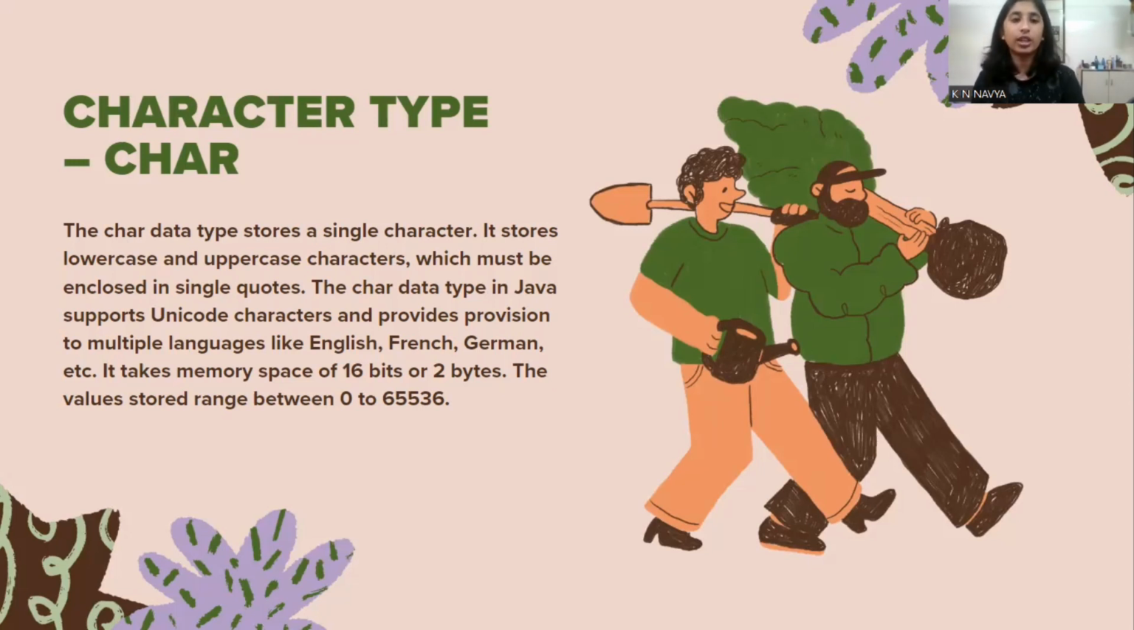And it also takes a memory space of 2 bytes or 16 bits, and the values that can be stored in this character type are 0 to 65,536. Now, let's move on to see its example.